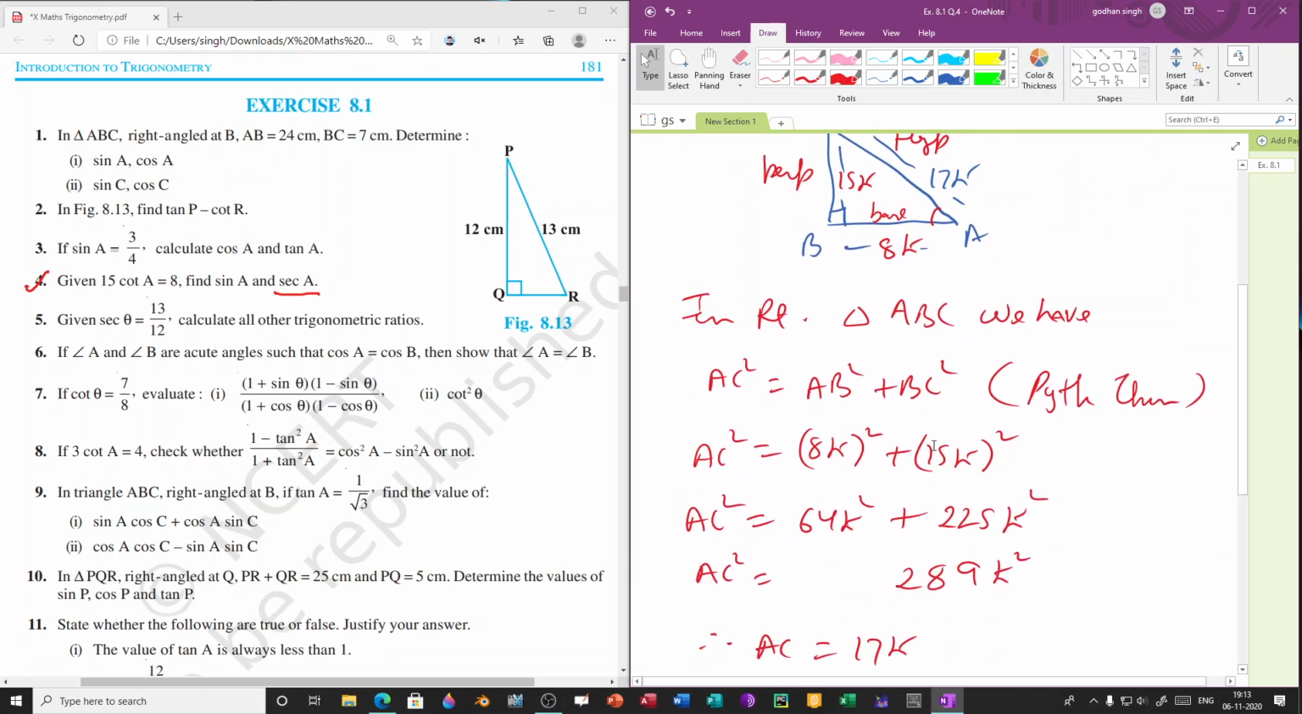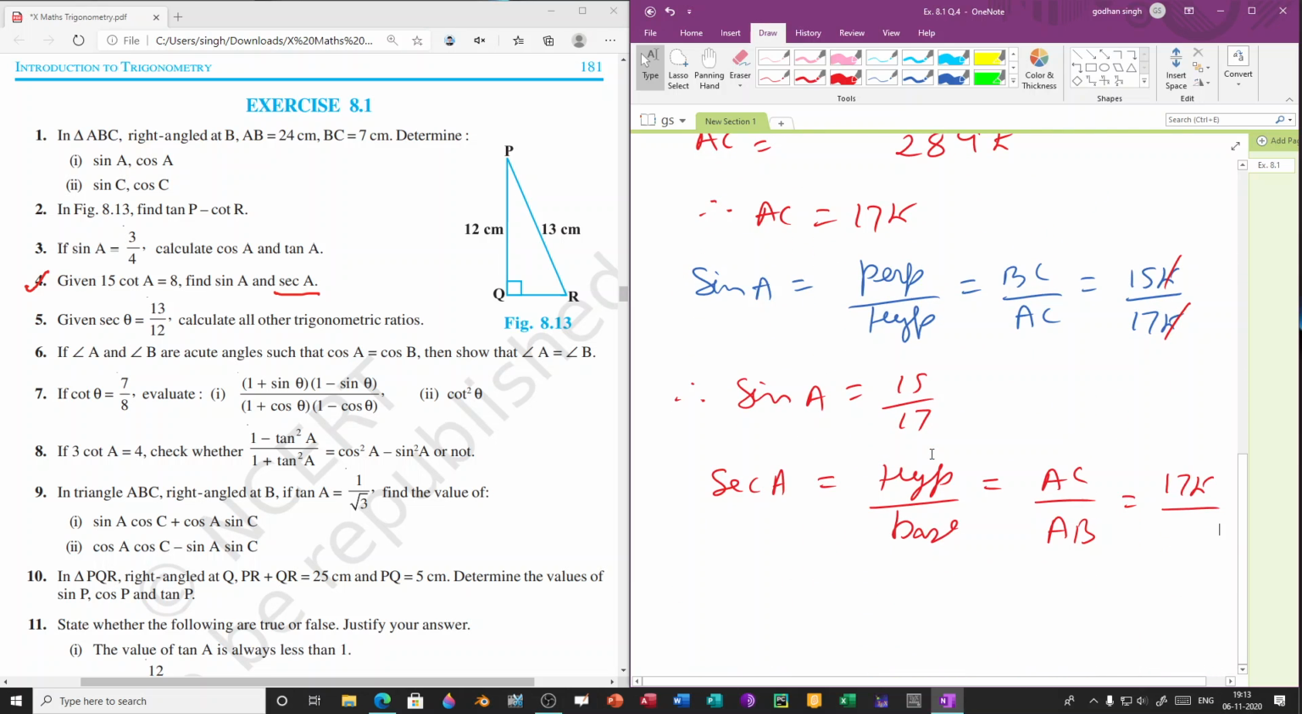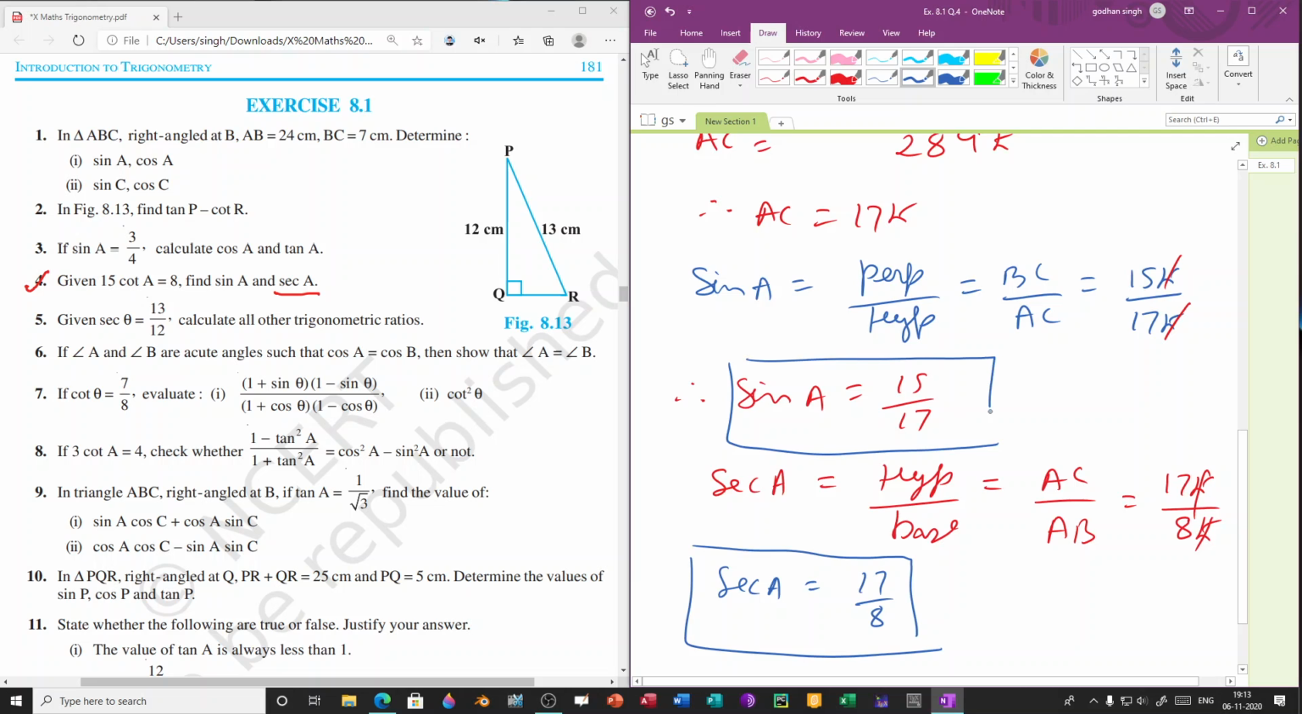Value of AB is 8K. So we will be writing here 8K. Again, K is a non-zero positive real number, so we can cancel it out. So therefore we can say that sec A equal to 17 by 8. So this is the answer, and this is the value of sin A. So with this, question number 4 of exercise 8.1 is complete.